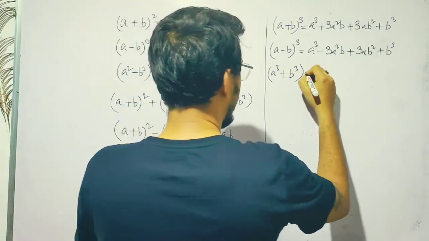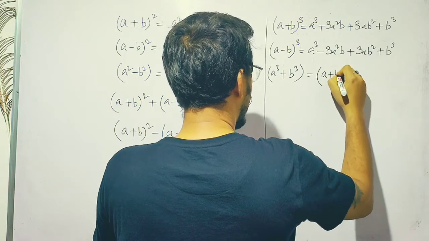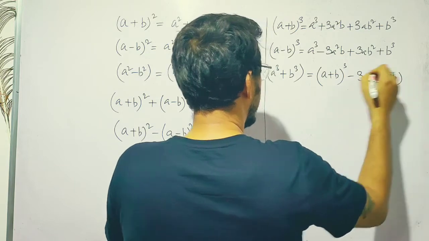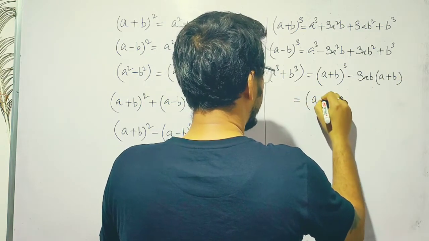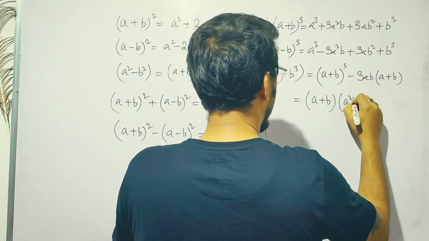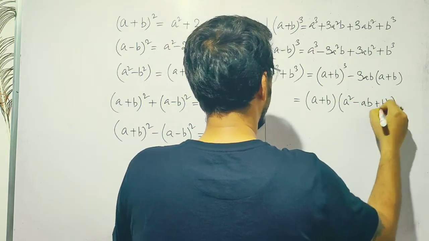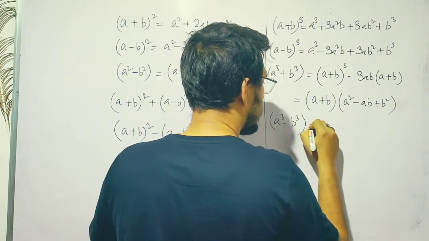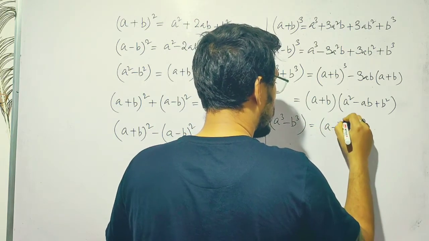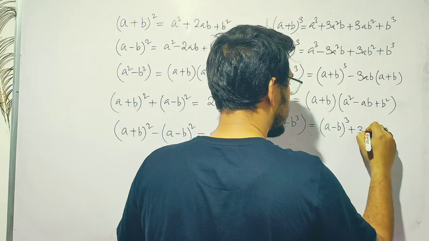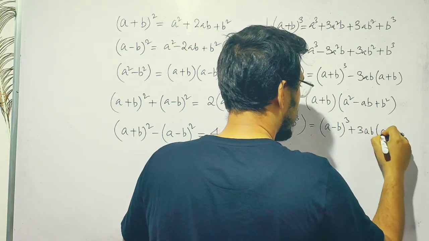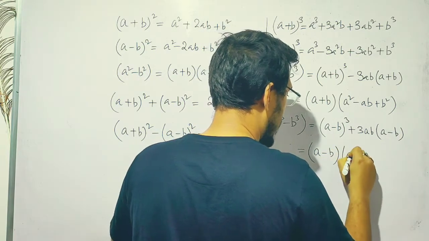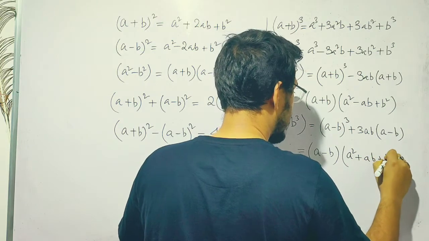So, one formula is (a + b) whole cube minus 3ab(a + b). And the other formula is (a + b) times (a square minus ab plus b square). Now for a cube minus b cube, there are again two formulas. (a - b) whole cube plus 3ab(a - b), and the other formula is (a - b)(a square plus ab plus b square).